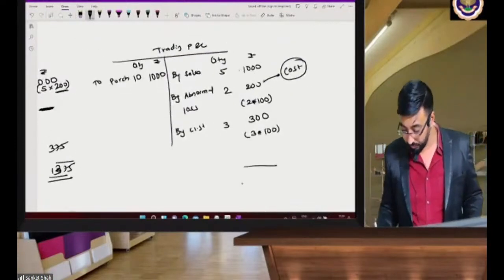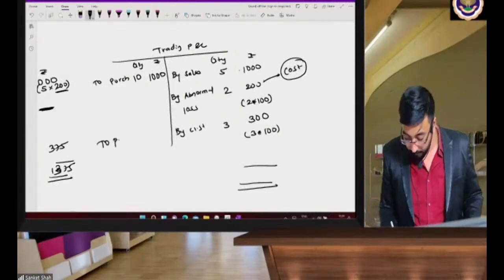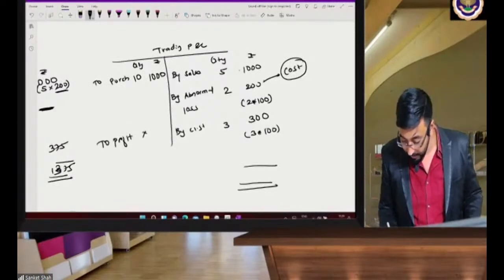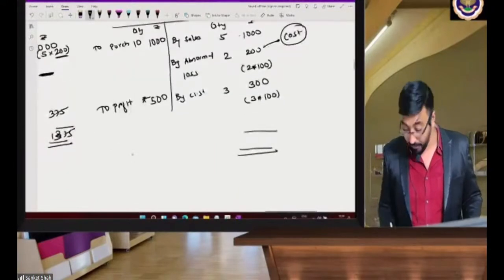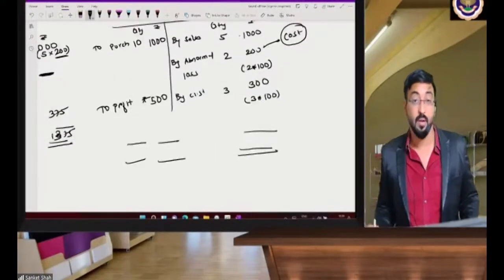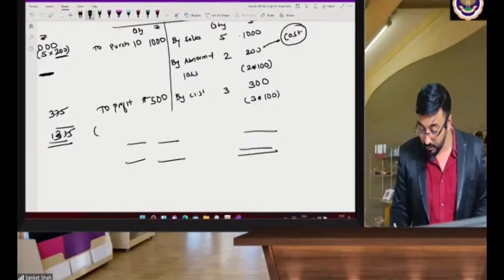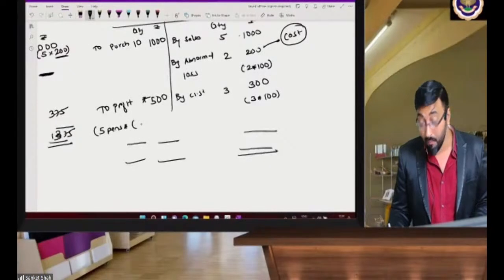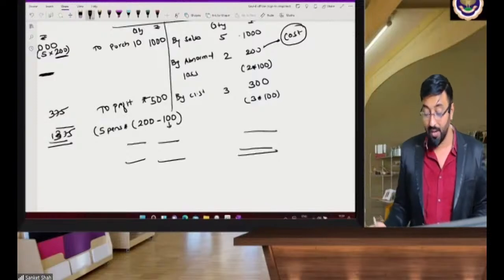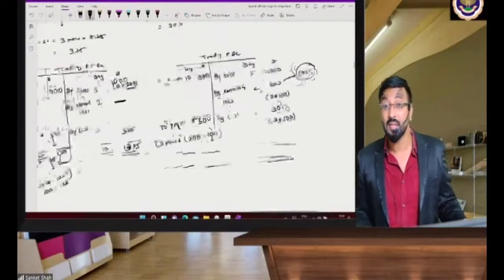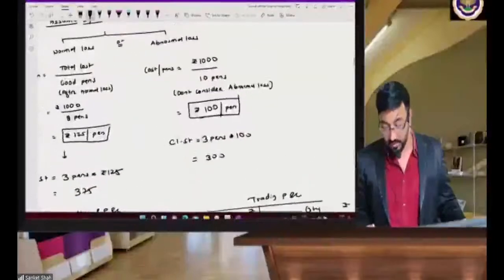So my profit, GP, will be 500 here. See, I'm getting a different profit. Why am I getting a different profit? Because 5 pens I sold, my selling price is 200 and my cost is 100. I already calculated that the cost is 100 in this situation.